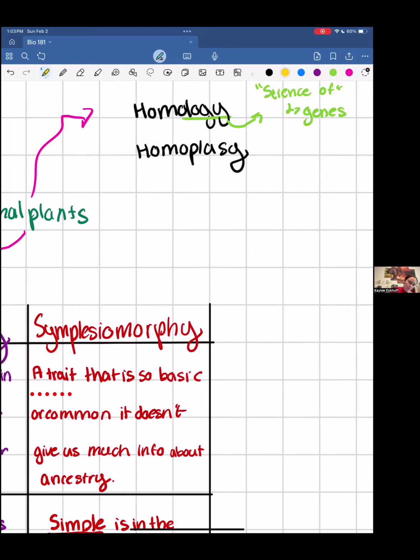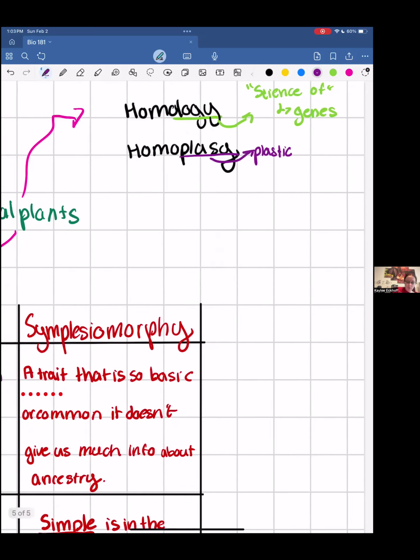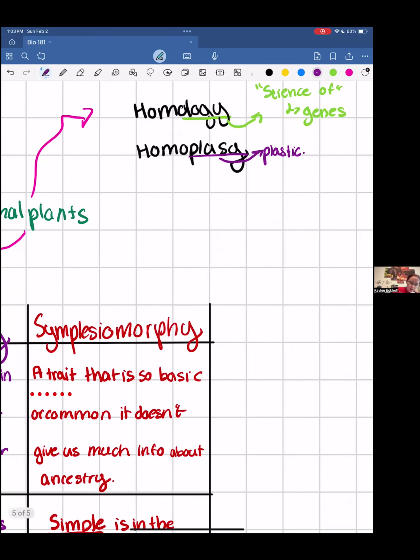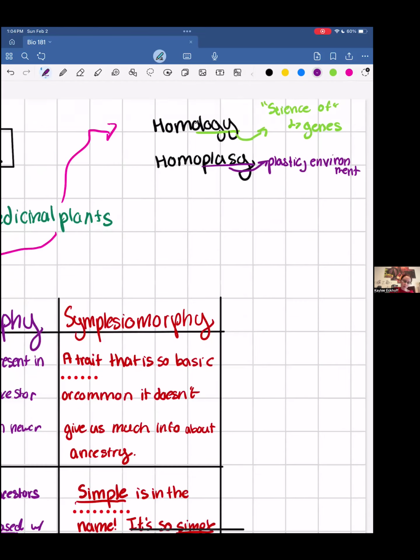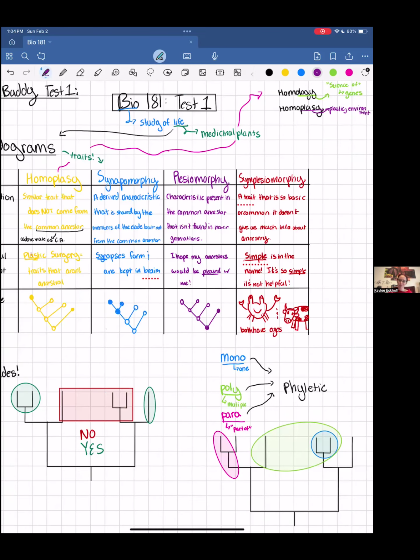Meanwhile, homoplasy, it sounds once again like plastic. It's the less official, more observable. It's something that's derived due to more environmental traits and not because of an ancestor. Being plastic, like plastics taking over our environment and how there's tons of plastic in the ocean. Kind of think like that, even though it's a depressing way to think about it.